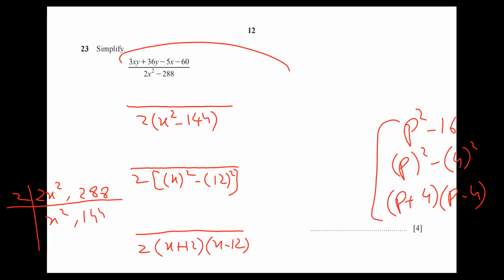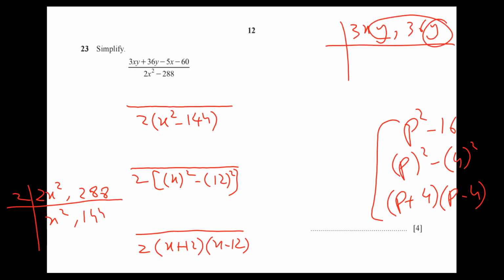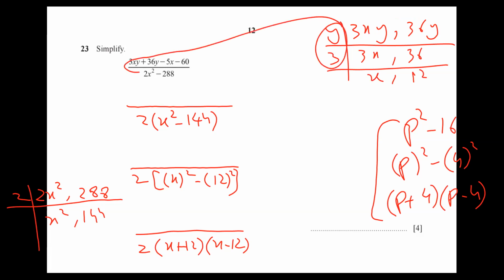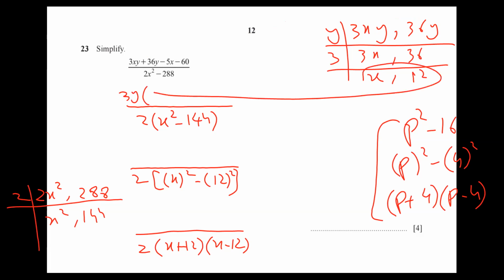Let's talk about the numerator. From the upper part, if you don't know, 3xy, comma, 36y. What is common? First of all, y, y match, y common. I got 3x and 36, then 3 common. I got x and 3 12s. So 3y common from the first two values. And inside I got x and 12. So I got x plus 12.